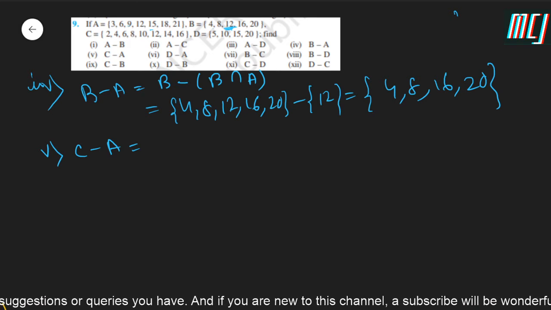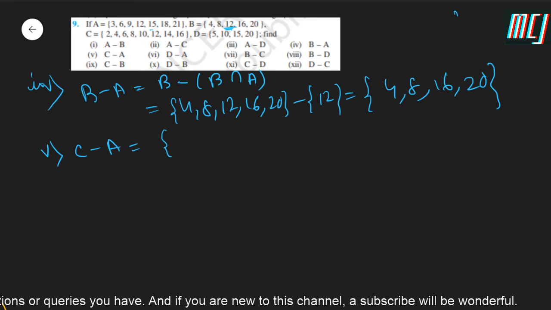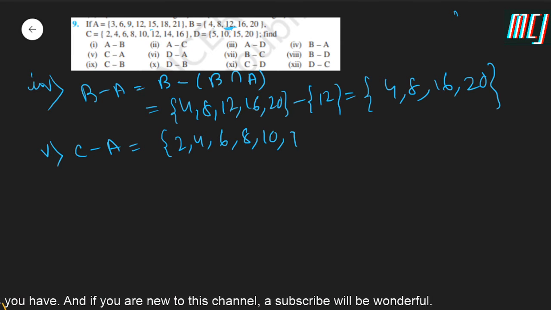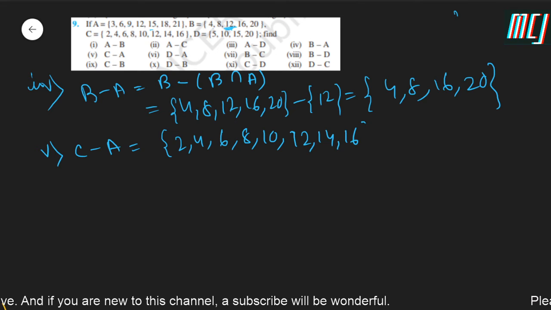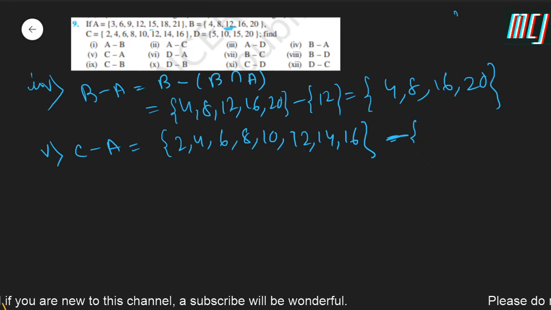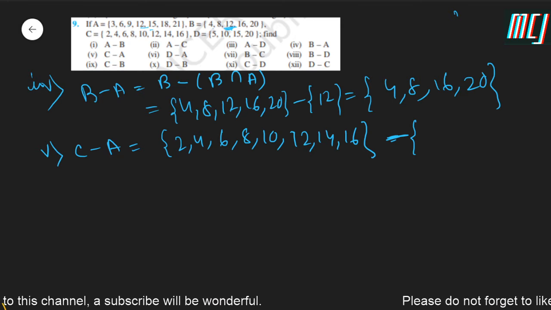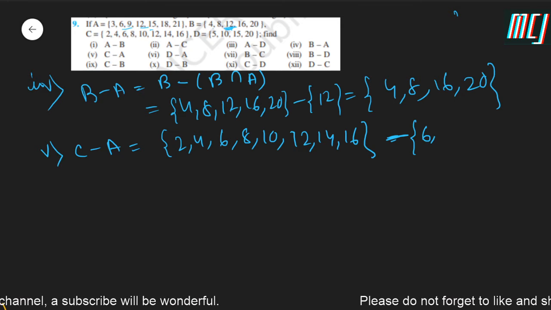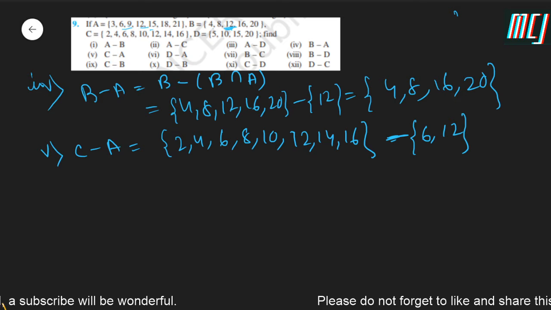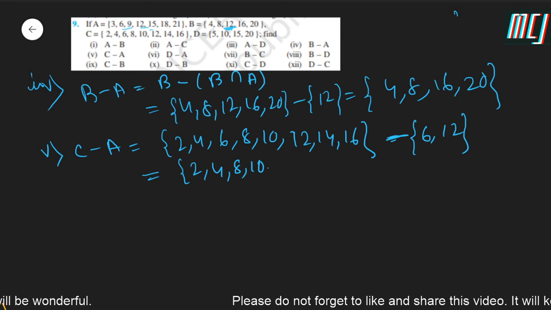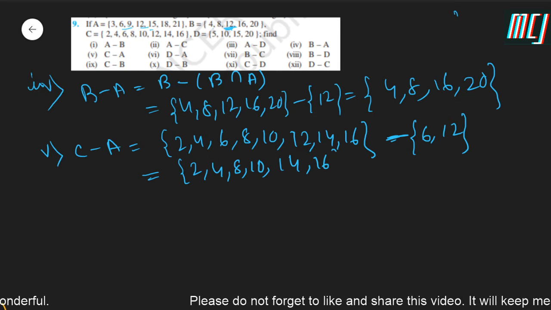Okay. Now the fifth one, C minus A. That is C minus of C intersection A. So 2, 4, 6, 8, 10, 12, 14, 16. A intersection C we already have found. A and C intersection is what? 12 and 6. So we'll delete this 12 and 6. That means 2, 4, 8, 10, 14, 16.